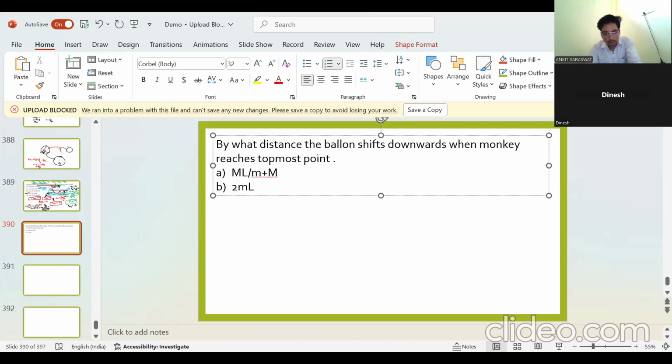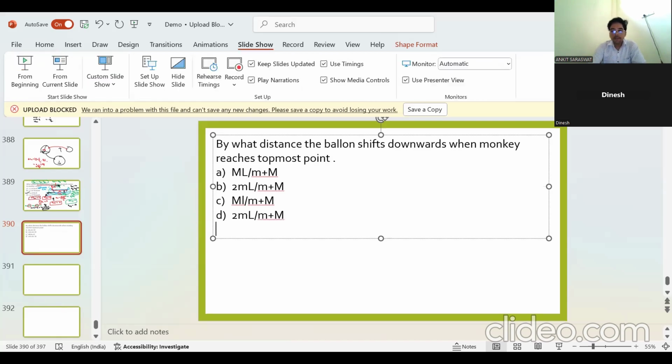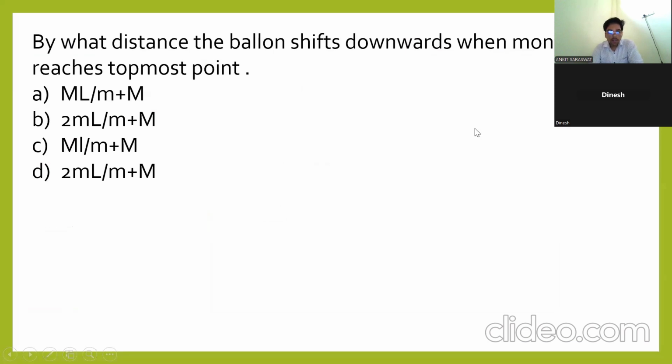Option C small m, it is capital L divided by M plus m. Option D, 2 m L by M plus m. This is also the same pattern, same concept we will apply here also. The previous question which we have applied, same thing we will apply here. Now the question is a little bit not complicated.